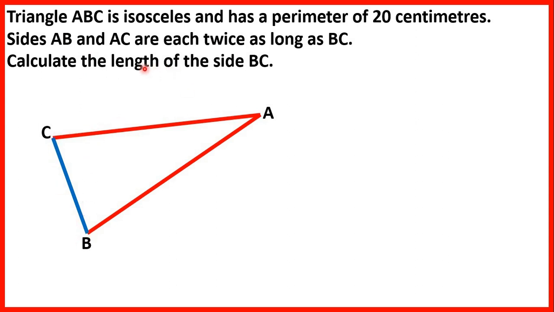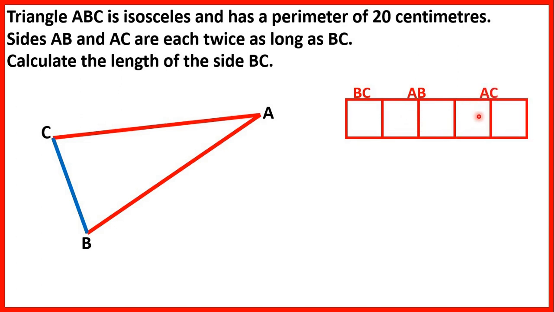So we need to calculate the length, and we know that the perimeter is 20. So remember, the perimeter is the total length around the outside of a shape. So with a bar model, we can draw one bar for BC, and then we can use two squares for lines AB and AC, because lines AB and AC are twice as long as BC.